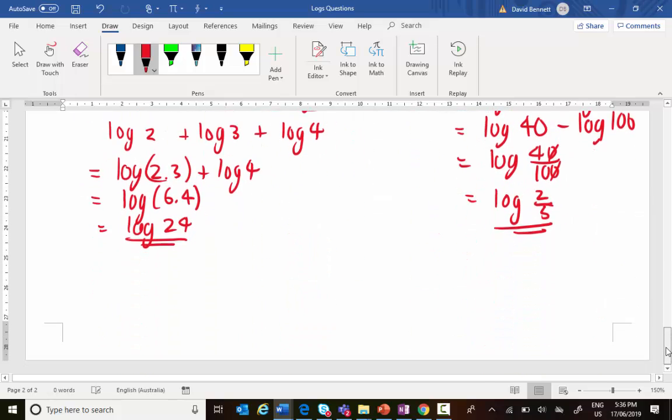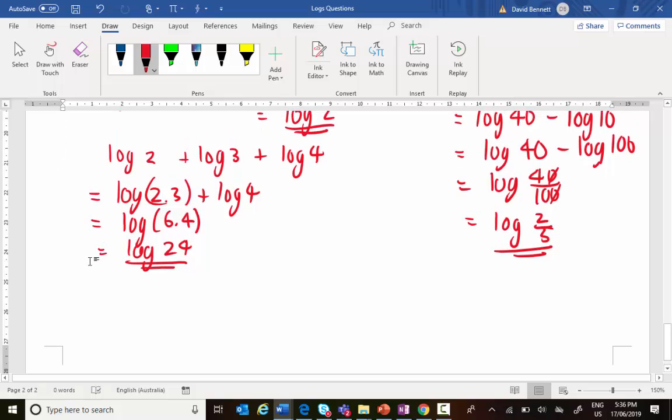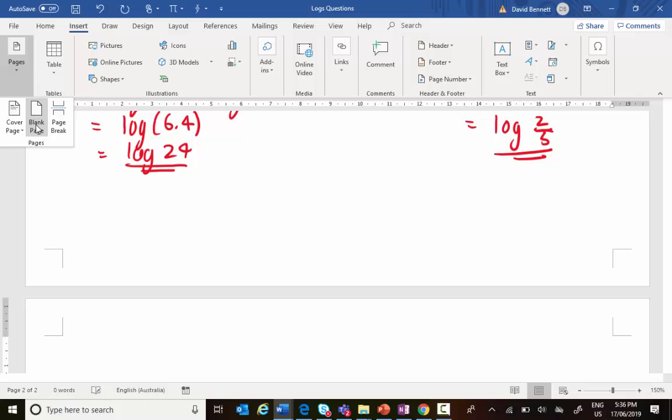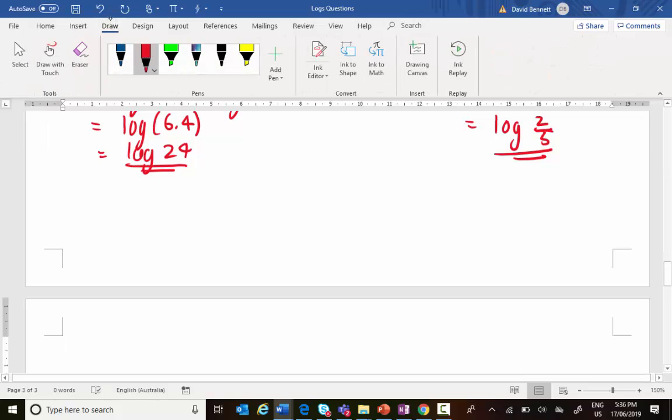So let's come down and let's do a couple. We'll have to insert some more page. I'll just change the colour because I'm sick of red.